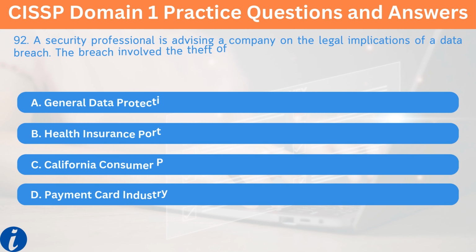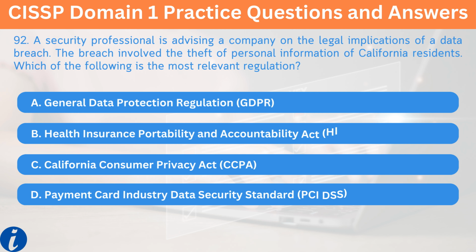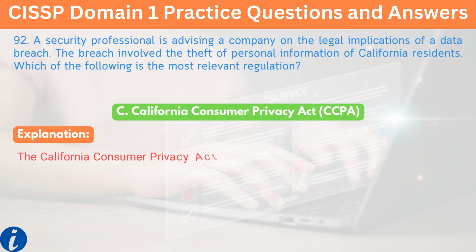92. A security professional is advising a company on the legal implications of a data breach. The breach involved the theft of personal information of California residents. Which of the following is the most relevant regulation? A. General Data Protection Regulation, GDPR. B. Health Insurance Portability and Accountability Act, HIPAA. C. California Consumer Privacy Act, CCPA. D. Payment Card Industry Data Security Standard, PCI DSS. The correct answer is C.